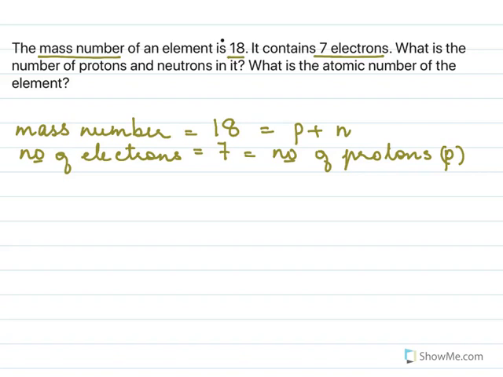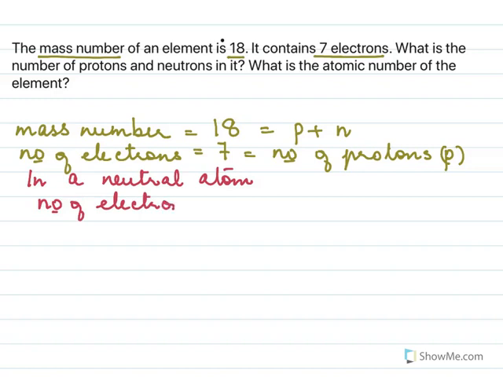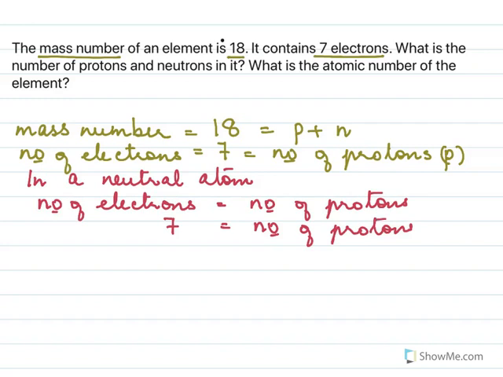I think we need to write this. In a neutral atom, number of electrons equal to number of protons. So we know electrons were 7, which is equal to the number of protons. So number of protons is 7.